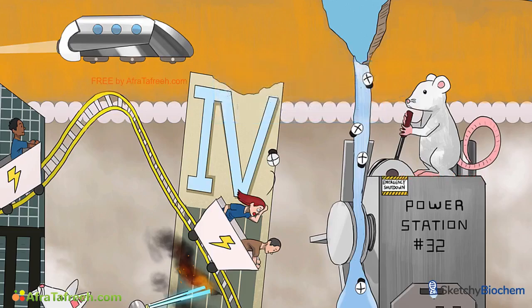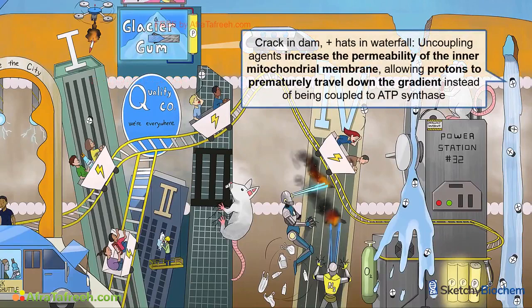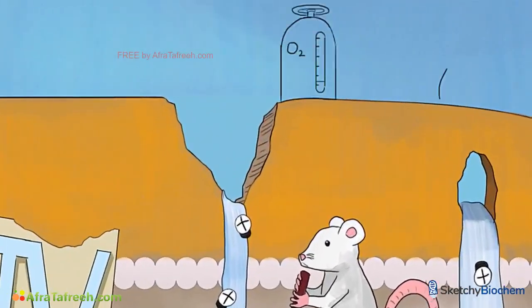And onto the uncoupling agents. The crack in the dam will illustrate how they work. Uncoupling agents disrupt oxidative phosphorylation by increasing the permeability of the inner mitochondrial membrane, allowing protons to prematurely travel down their gradient instead of coupled to ATP synthase. While the plus hats fall down their gradient, they don't fall on the water wheel like they're supposed to, and as a result, the robot remains powerless and unable to make ATP.